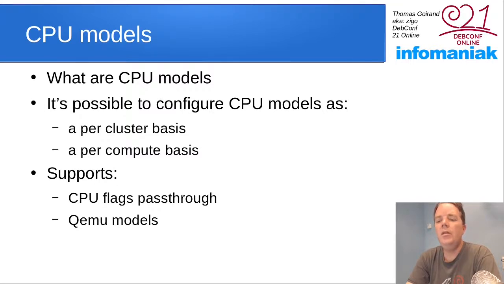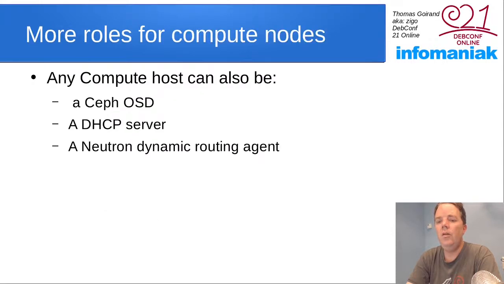With OCI, you can define a global CPU model for the whole of your cluster, or you may define a CPU model on each compute node. By default, OCI will set up every compute node as CPU pass-through. This means that by default, it's going to use the CPU flags of your hosts. Another thing you can do with compute hosts is you can set it up as Ceph OSD. It means that it's going to be a hyper-converged model where every single node will provide both storage and virtualization.